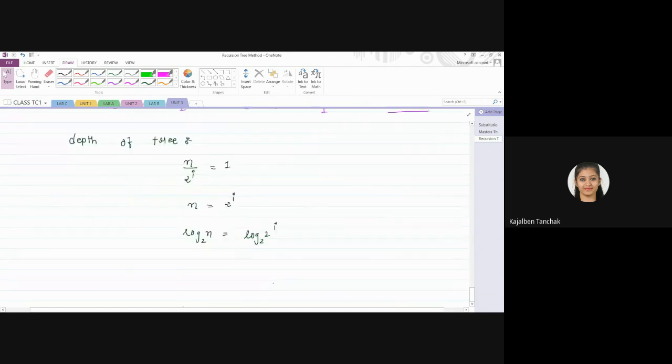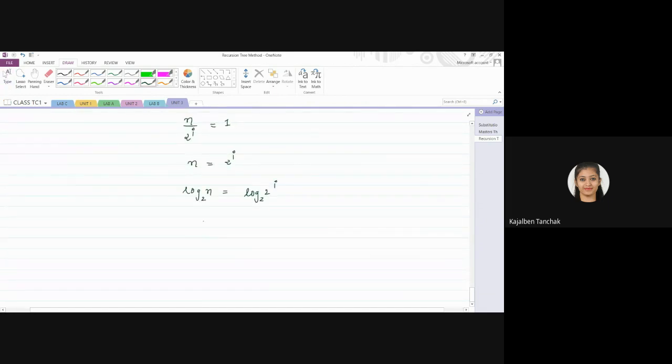Okay. So if you solve it, I will come here, log 2 base 2, which is equal to 1. So i is equal to what? Log 2n.